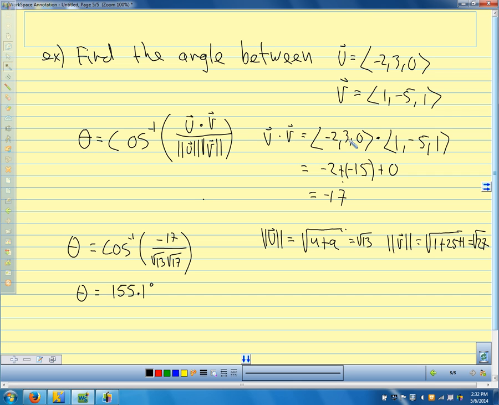So we had to find our dot product, multiply the components, and add them. Found our magnitudes. Found the inverse cosine, and we were set. And if u dot v turned out to be 0, we would know that the angle between them is 90 degrees. Questions there? Okay. Couple more things we need to talk about.